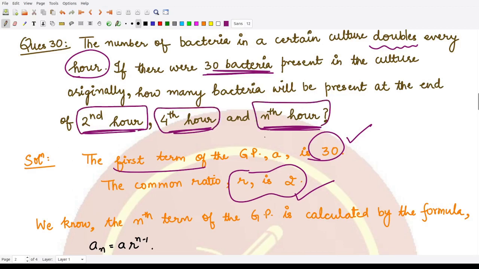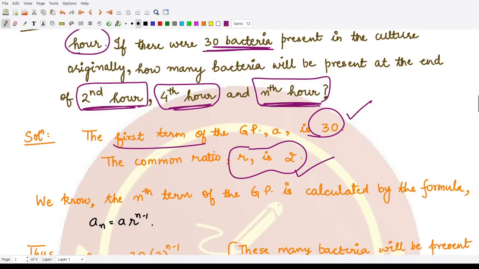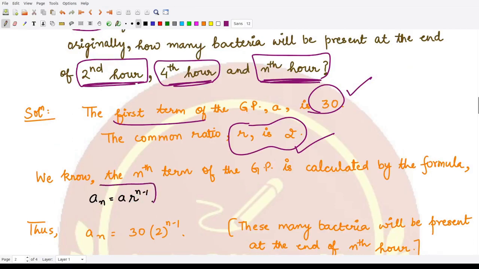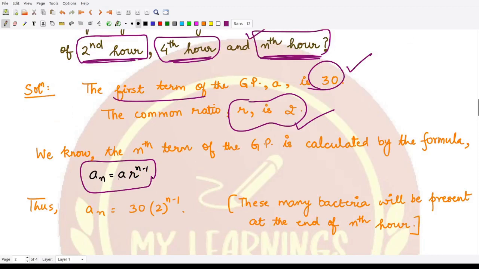the nth hour, because we know the nth term of GP is calculated according to this formula: An is equal to A into R raised to power n minus 1. Now because this is the nth term of some given GP, at the nth hour we can substitute the value of A as 30, the value of R as 2. So at the end of nth hour, we would have 30 into 2 to the power n minus 1 bacteria present, correct?